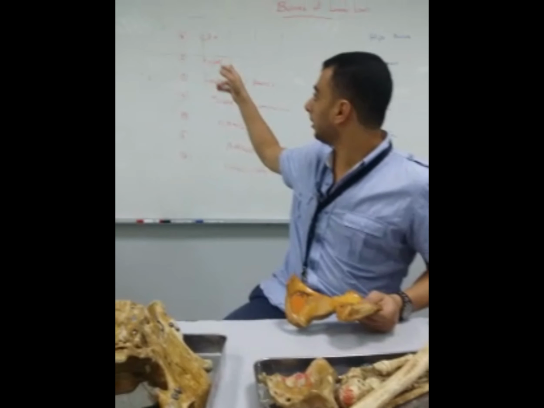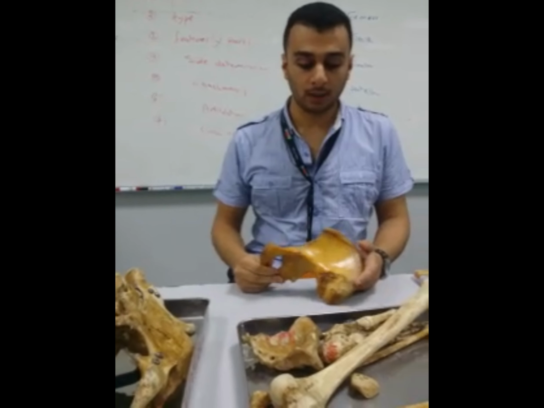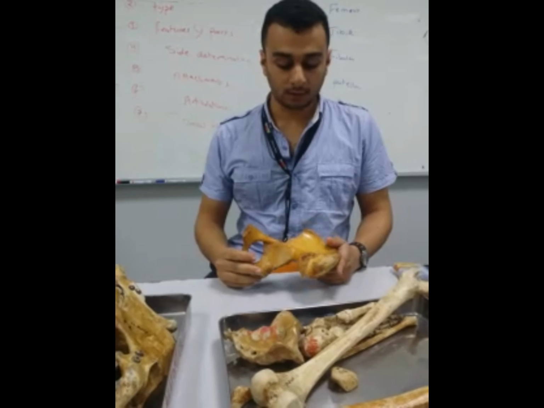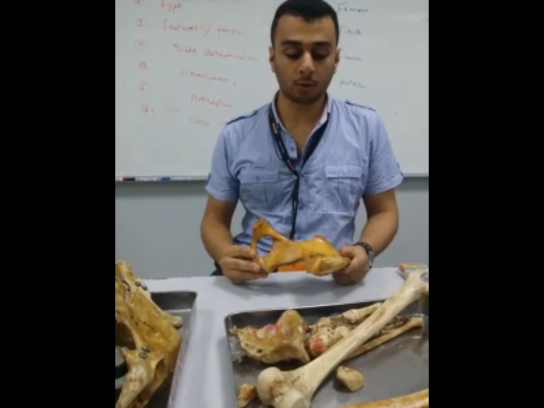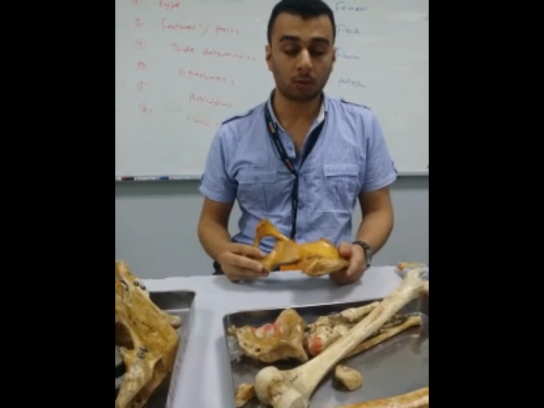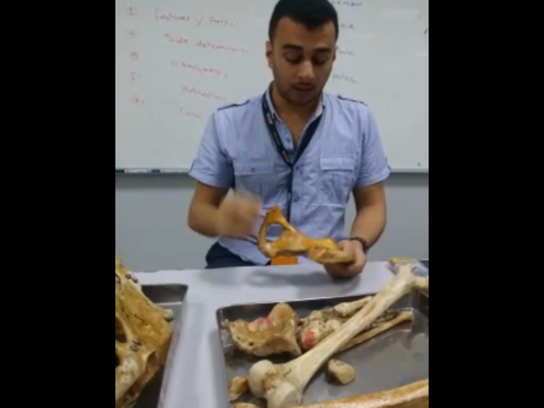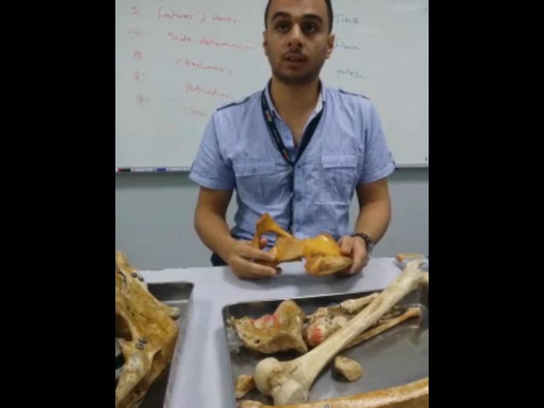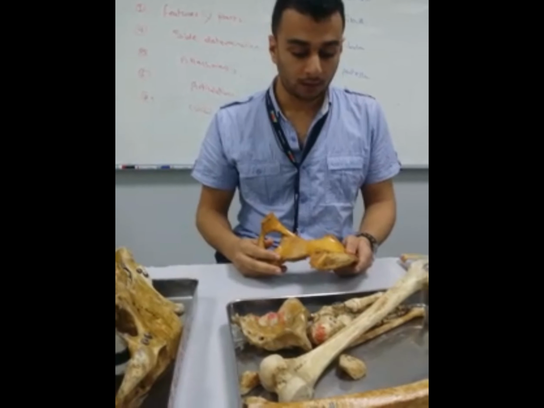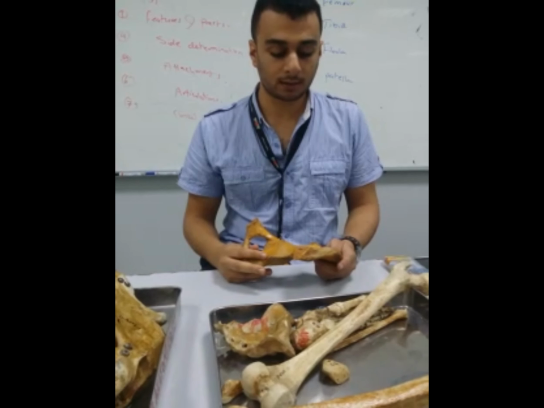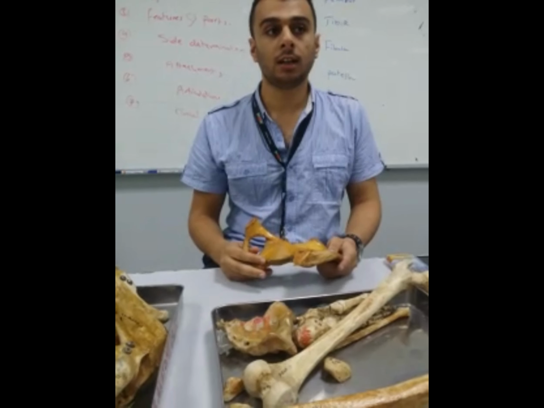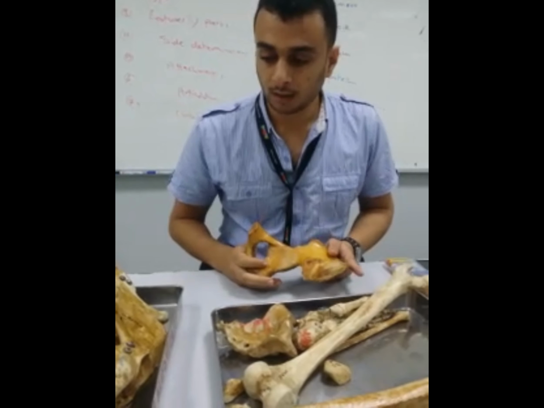Points to cover for any bone: we need to know the site, then the type of the bone, the most important features, and how to know right from left side, and then the important muscle attachments and the related structures. Then we go for the articulations and types of the joints, and finally the clinical importance.